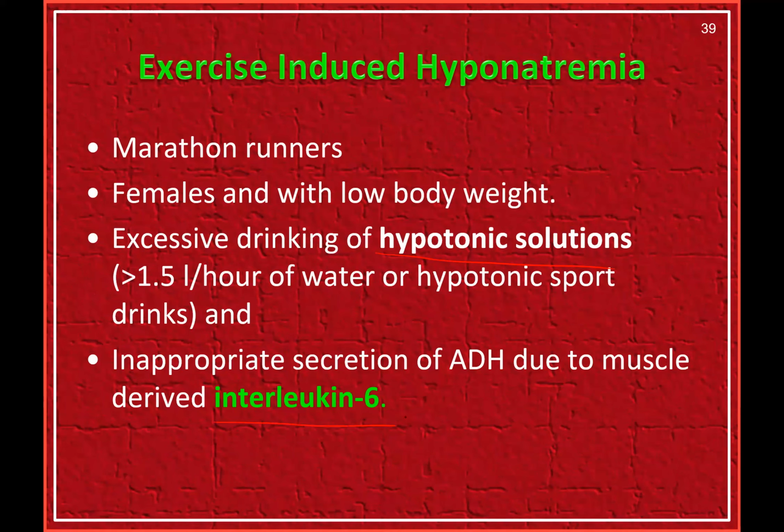Sometimes in marathon runners, what will happen? The muscle being fatigued secretes interleukin 6, and that inappropriately secretes ADH. In marathon runners there will be relative muscular injury due to relative ischemia from excessive exercise, which can cause IL-6 release from the muscle, which can activate ADH and produce this exercise-induced hyponatremia. The common reason, of course, is replenishing with hypotonic solutions when we have to take salted drinks.